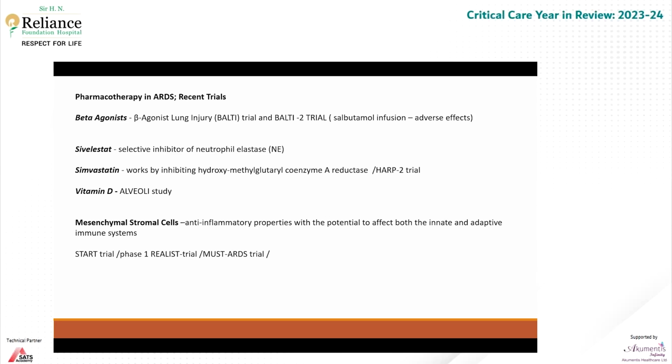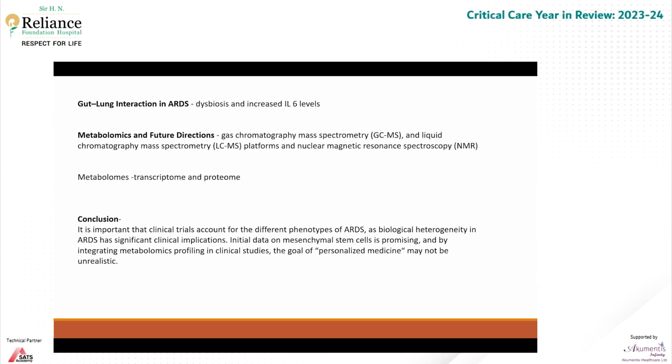This is the newer thing, mesenchymal stromal cells. These have anti-inflammatory properties, and they have already been used in SLE, HIV patients, and skin patients, because they affect both the innate and adaptive immune systems. Different trials like the START trial, phase 1, and REALIST are all ongoing trials, and they are under the cohort 3 study that this article talked about.